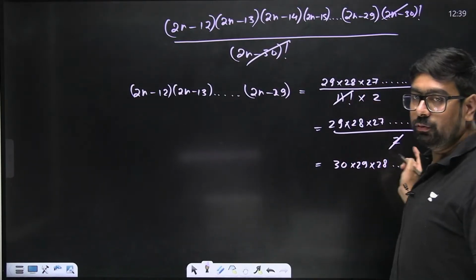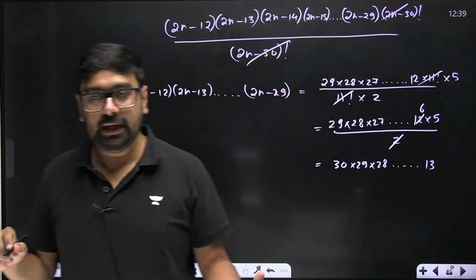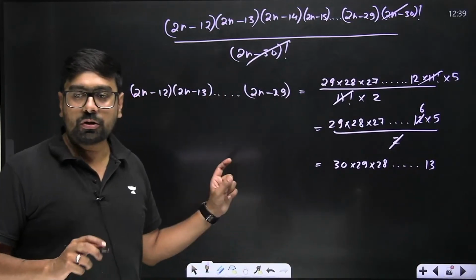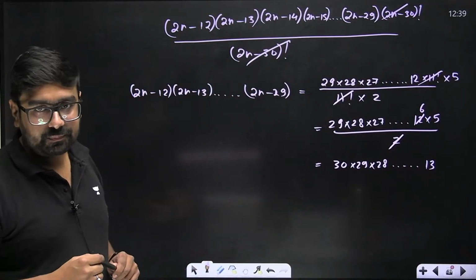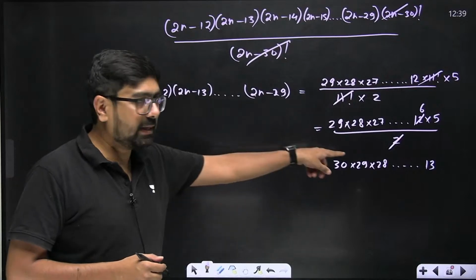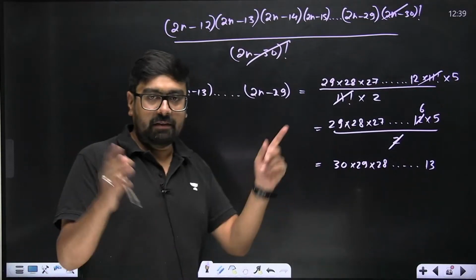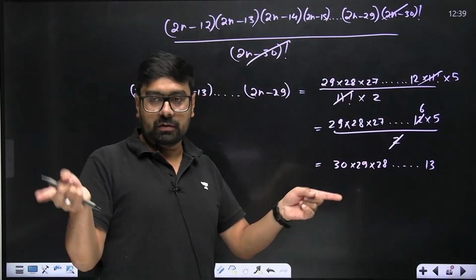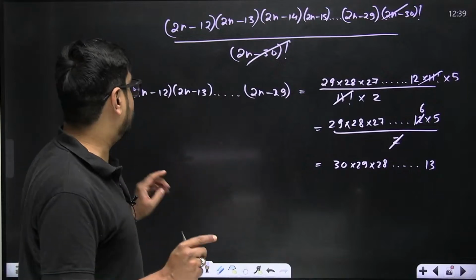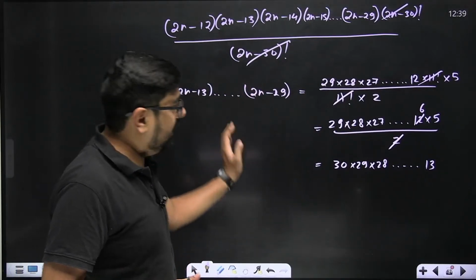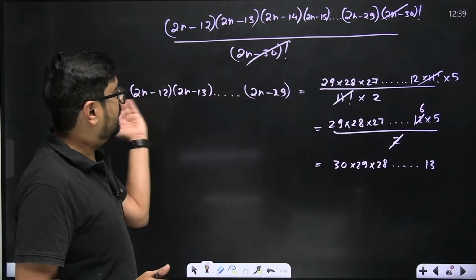Now, 30 to 13, how many terms are there, including 30 and 13 both? So 30 minus 13, which will be 17, plus 1, 18, right? Whenever we have to include both the terms, we have to add 1 in the difference, remember that. Now, this side also 18 terms, this side also 18 terms. That means this product is equal.